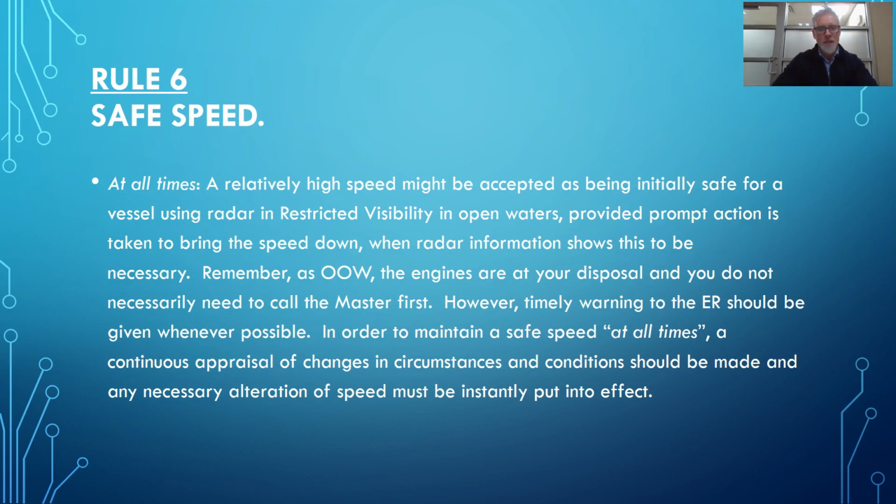At all times, a relatively high speed might be accepted as being initially safe for a vessel using radar in restricted visibility in open waters, provided prompt action can be taken to bring the speed down when radar information shows it to be necessary. Okay? So what they're saying here is, yes, you might be in restricted visibility, but if you're confident you've got your radar set up and your lookout, then restricted visibility doesn't always necessarily mean you have to slow down.